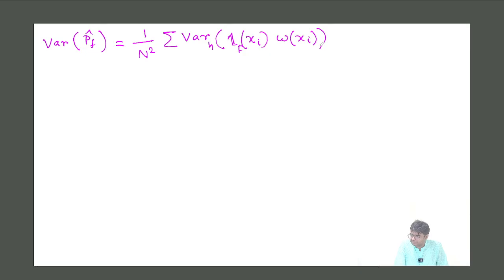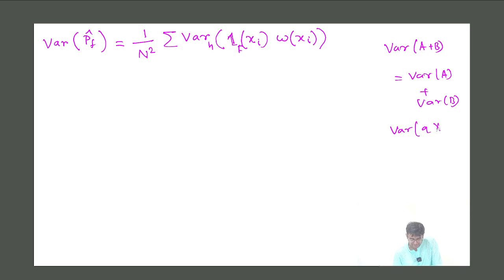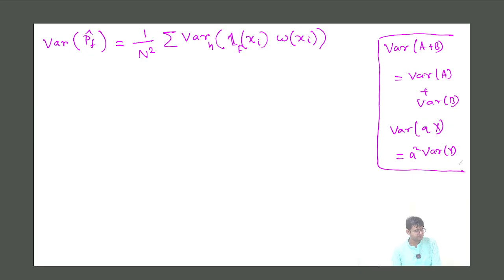Any doubt with this? Is this fine? What I have done is nothing. I have used this formula, variance of A plus B is equal to variance of A plus variance of B, assuming A and B are independent, which they are because the xi's are independent, and I have used variance of Ax is equal to A square variance of x. These are the two obvious properties that I have used. Any doubt on this one? Is it fine?